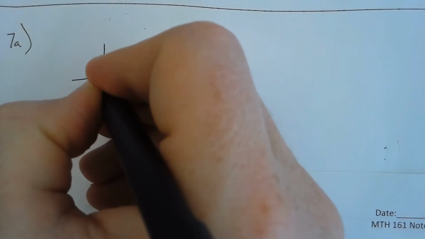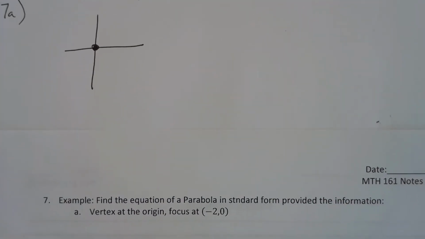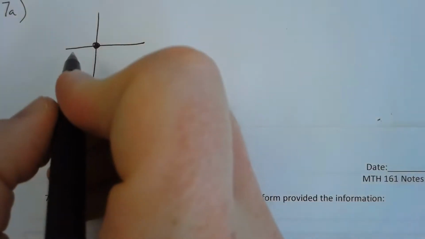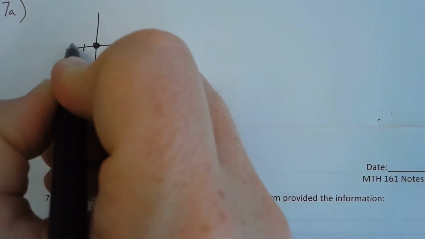Vertex sitting right there. Now the vertex is, again, the most important and main point on the graph of a parabola. The focus is the point that's not necessarily on the parabola. So the focus is given at -2, 0. So let me go ahead and draw that. -2, 0. -2 would go 1, 2 over here. I'm going to draw an X there.